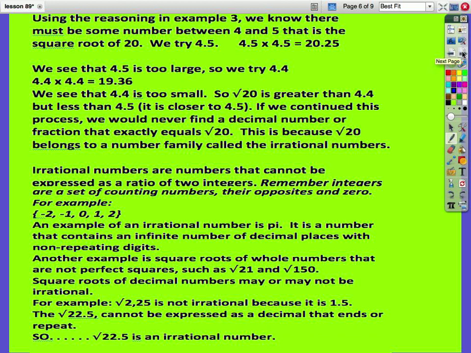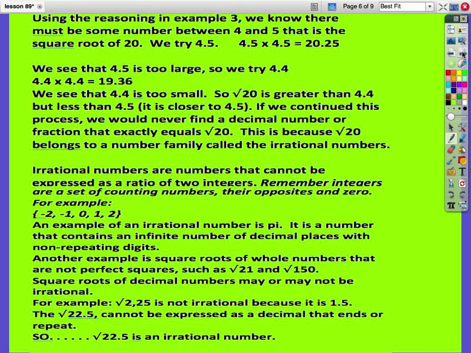So, using the reasoning in example 3, we know that there must be some number between 4 and 5 that is the square root of 20. So if we tried 4.5, we get 20.25. So it's a little too big. You try 4.4, it's a little too small. So it's greater than 4.4, less than 4.5. We continue it. We never find a decimal or fraction that equals that square root of 20. Okay? Why? Because it's irrational.